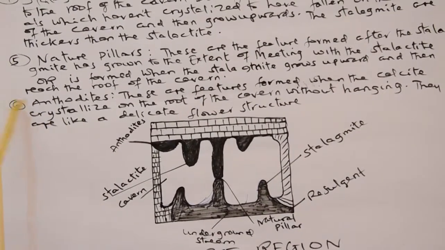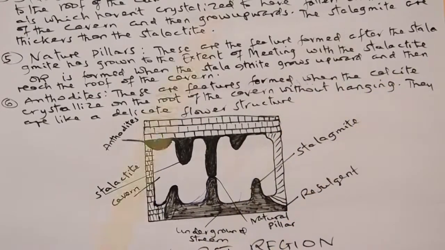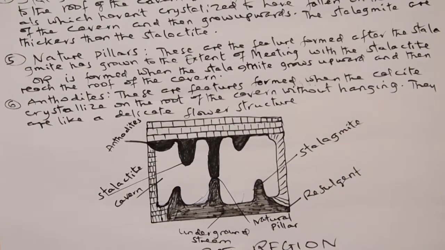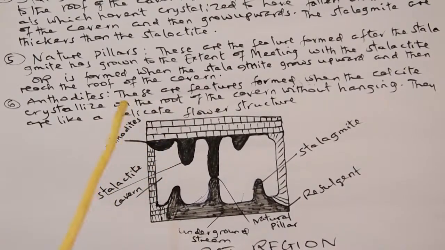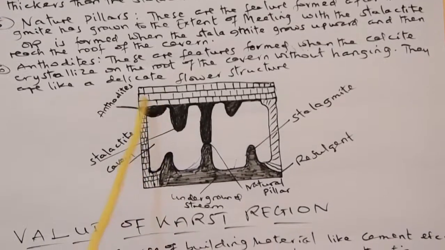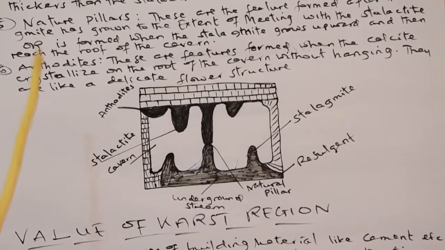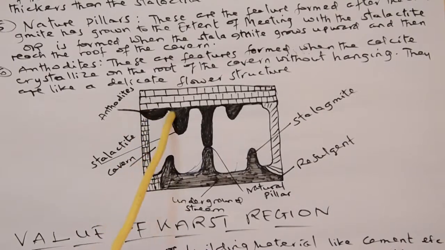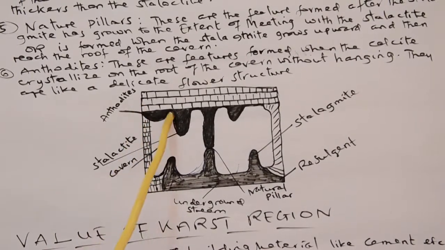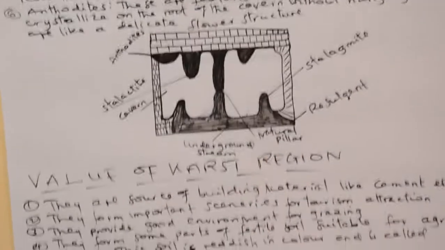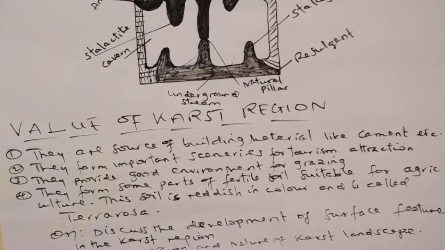Dear students, another is called anthracites. These are the features formed when the calcites crystallize on the roof of the cavern without hanging, or without having the shape as indicated in the frost structure. This anthracite is a feature formed when calcite crystallizes on the roof. It is similar to the stalactite, but it is not hanging like a stalactite. It just takes place nearby, or is just attached, not hanging down like a stalactite. That is called anthracites.